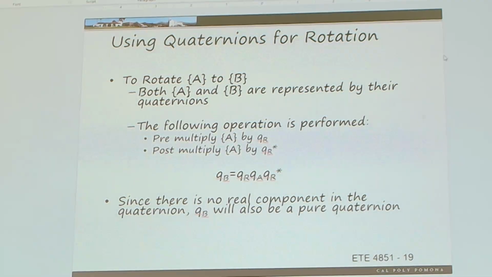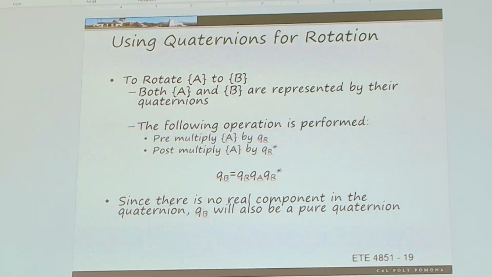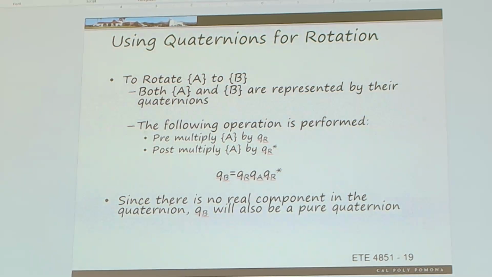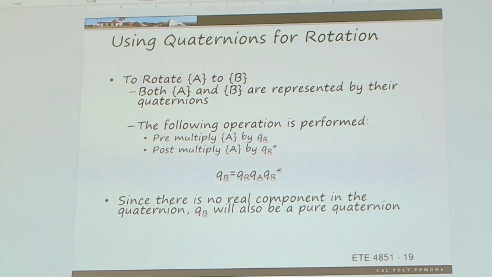So, if I want to rotate, A and B are represented by quaternions, then the following operation can be performed. We're going to pre-multiply A by QR, and we're going to post-multiply A by QR conjugate. This is the process.